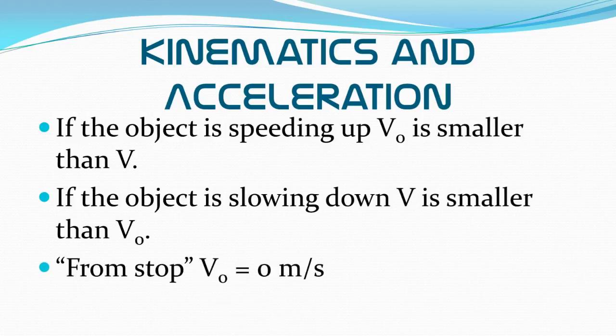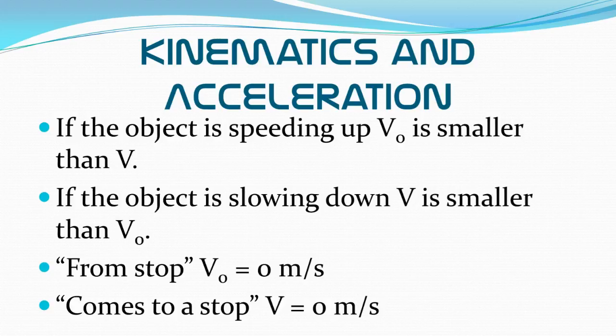Look for keywords like from stop or from rest or leaving a stoplight or stop sign. This means the initial velocity is 0 meters per second. It doesn't always flat out tell you. You may have to infer that value. If an object comes to a stop or comes up to a stoplight, the final velocity is 0 meters per second. This is another value that may not always be given, but may be inferred.